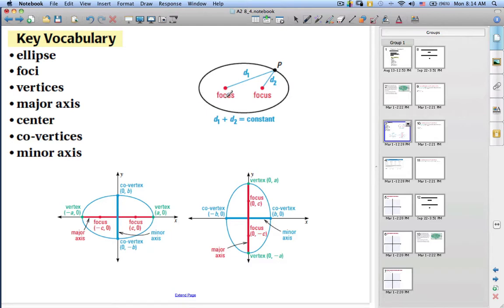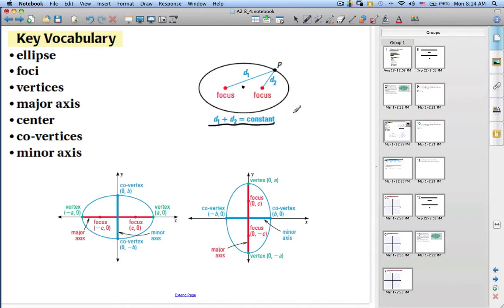So first off, an ellipse is made by these two foci. The center would be here. The distance from the center to each focus is the same. And every point on the ellipse has the same sum of the distances from the two foci. So if you take distance 1 plus distance 2, for each of these different points on the ellipse, they will always add up to be the same.